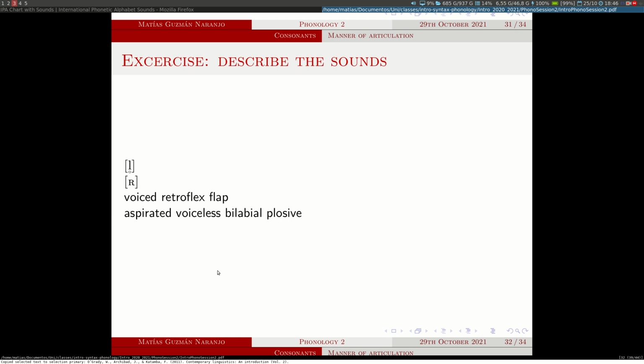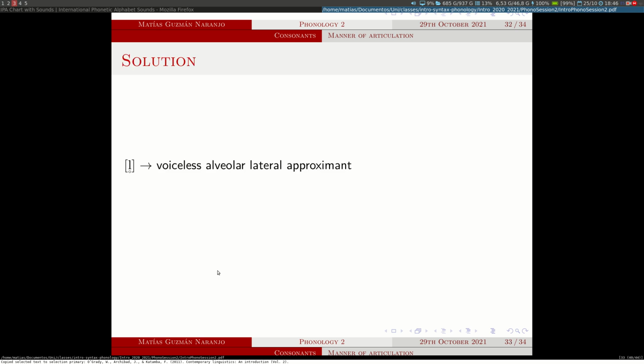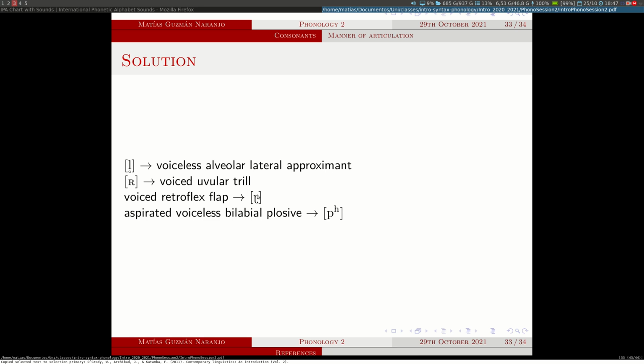Right, so you can practice again. Try pausing and try doing this with the table. Right, so this is a voiceless alveolar lateral approximant. There's a voiced uvular trill, and a voiced retroflex flap is the symbol here, and an aspirated voiceless bilabial plosive is this symbol here. And this is important, this will be in the exam, please practice.